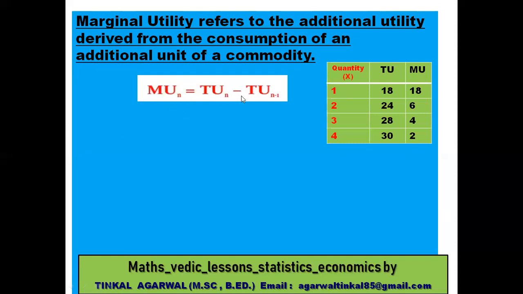MUn is equal to TUn minus TUn-1. Suppose we want to find MU4. MU4 is TU4 minus TU4-1, which is 3. So TU3 is 28. 30 minus 28 is 2. So it is an additional utility derived from the consumption of an additional unit of a commodity. So by consuming an additional unit, 3 to 4, he gets marginal utility as 2.